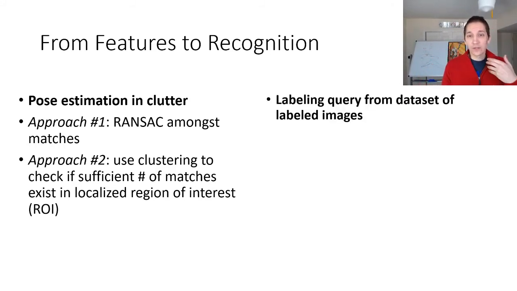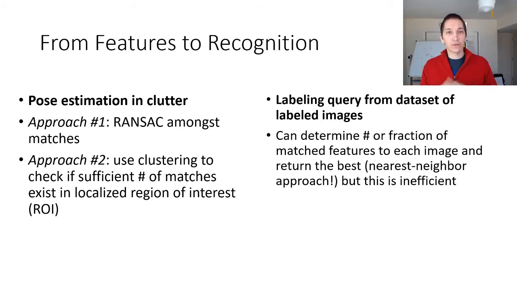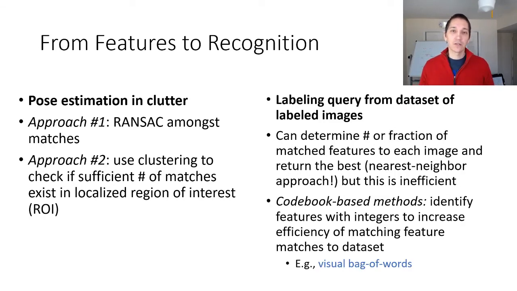Another thing we might want to do is label some query, either to classify it or assign an attribute to it, and we have some data set of labeled images. We want to find a match in that data set. One fairly straightforward thing to do is to figure out which image in our data set has the most number of matches. This is sort of like a nearest neighbor approach. But the problem is this is brute force and relatively inefficient. So instead, we'll look at codebook-based methods. These try to identify these features with integers, and this increases the efficiency of matching. One example of this is the simple visual bag of words detector, which we'll talk about right now.